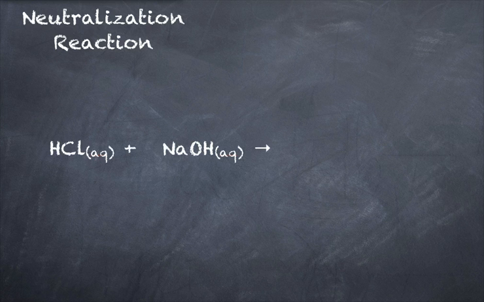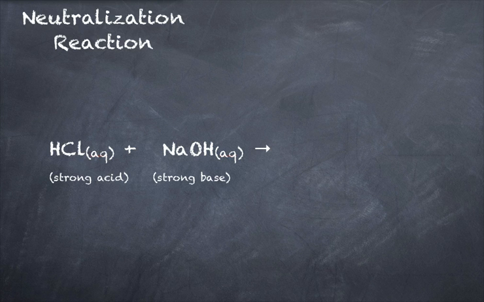So if we start with an example here, I have hydrochloric acid, HCl. Remember, it's a strong acid, it's aqueous, it totally dissociates in water. And we have a strong base, sodium hydroxide, and it also will dissociate perfectly in water. It completely breaks apart into ions.